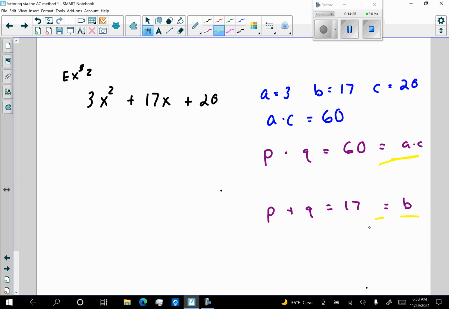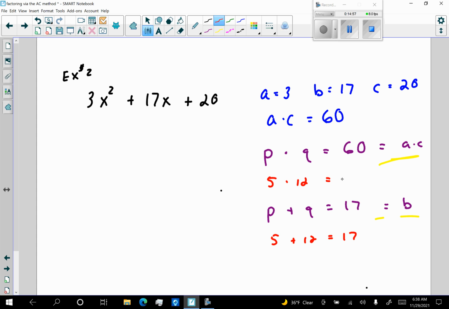Again, I'll ask Jose, Andrea, Bobby Sue. Anybody got it? Anybody got it? Oh, thank you, Jamal. Jamal came up with those two numbers. Jamal said, hey, man, 5 times 12 is equal to 60, and 5 plus 12 is equal to 17.